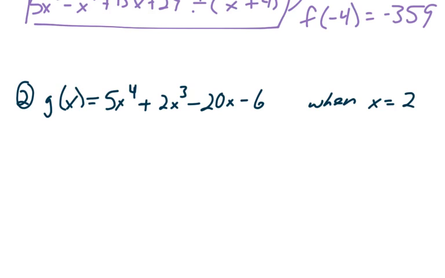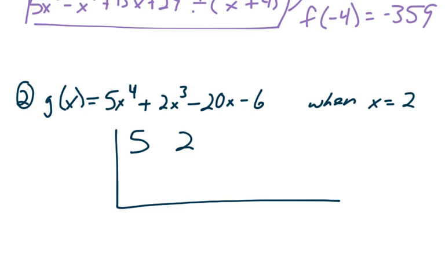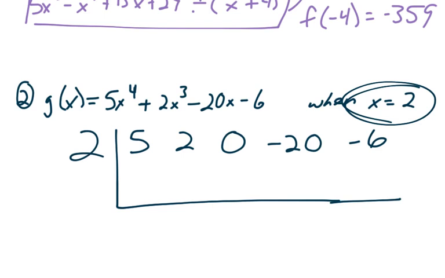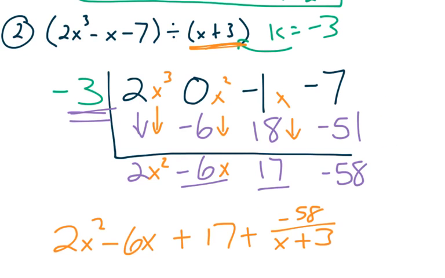Number 2, let's try another one. Evaluate g of x equals 5x to the 4th plus 2x cubed minus 20x minus 6 when x equals 2. So I'm going to start with my synthetic setup. My biggest exponent is 4, so 5, then 2 for the x cubed. I don't have x squared, so I need a 0. I still need that space if I have a gap. Then I've got negative 20, and then negative 6. And then my x value, the number that goes out front, is 2. If it gives you the x value, that's the number that goes out front. If it gives you what you're dividing by, like here, then it's the opposite.